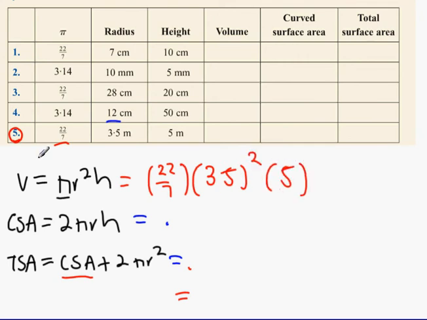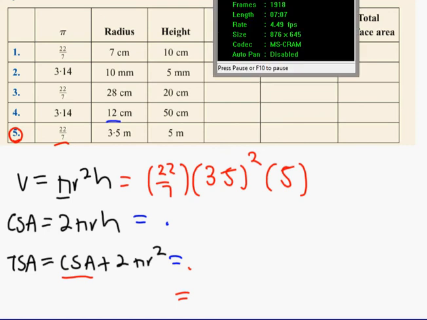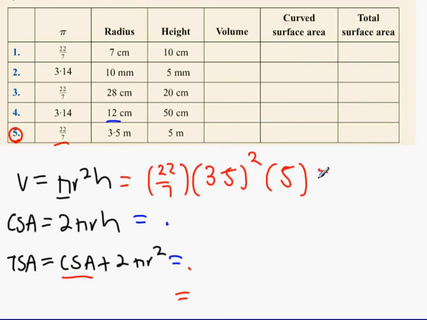Now, put that in the calculator. Take your time. Just double check that one, guys. 192.5. Is that right? Yeah. 5 what? Is it 5 on the start? Centimeters cubed.